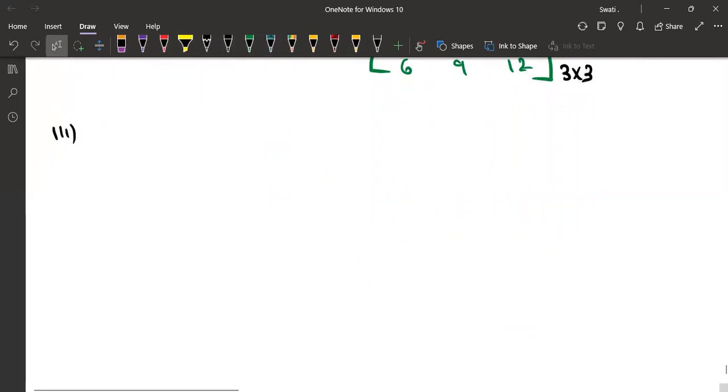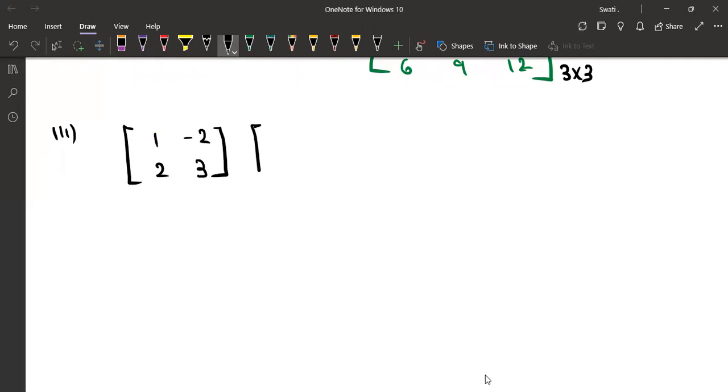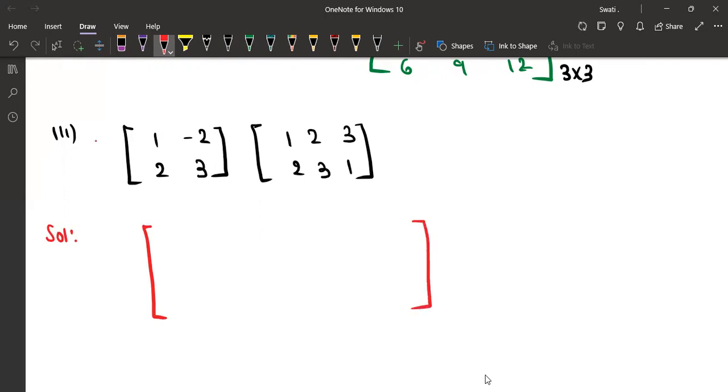So in the third question, we need to multiply. I'm just going to write down the question here first. So it is 1, -2, 2 and 3. This is the first matrix that we have. Next is 1, 2, 3 and 2, 3, 1. Now let's simplify this. So again, you know how to simplify this. Let me write down the matrix. So first row, first column. Now I'll be a little faster because I have made you understand how to do this in very slow motion. So now let me be faster here.